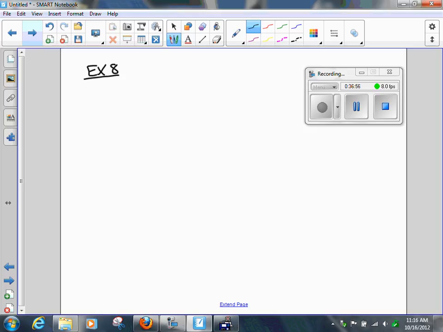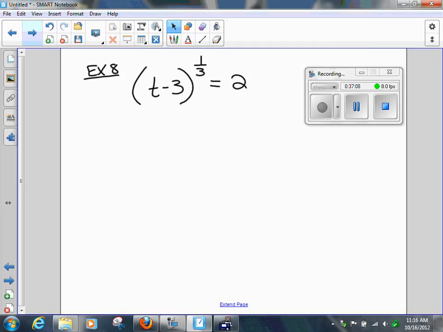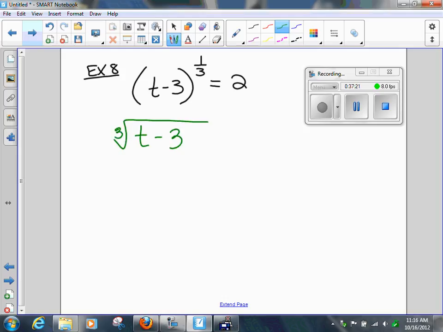This is the last example. If you were to have the quantity t minus 3 raised to the 1/3 power equals 2. What do I do to that? It's cube root of what? The whole thing. Cube root of t minus 3. Now, did we really have to do that? We could have just cubed it. We didn't really have to rewrite it as a cube root, but it's okay that you did.